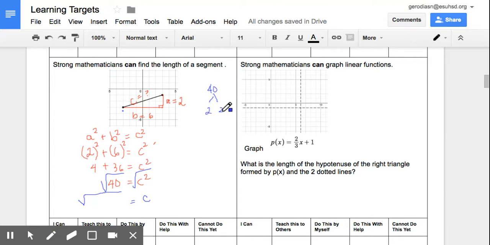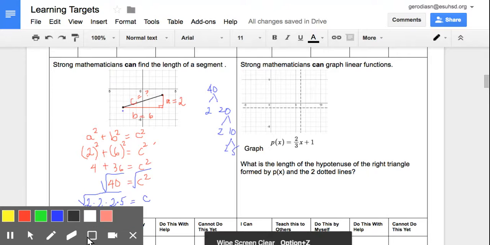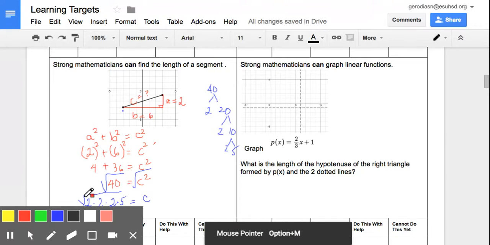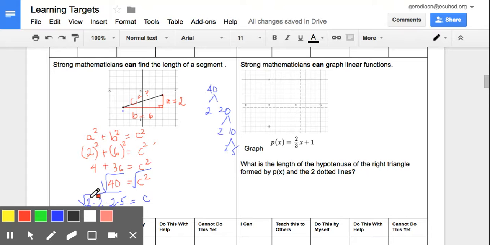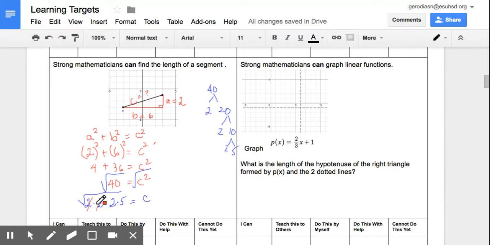40 is 2 times 20, 2 times 10, 2 times 5. So we'll have 2 times 2 times 2 times 5. So we put here 2 times 2 times 2 times 5. And then we know that for square roots, if we find 2 identical factors, like 2 times 2, so 2 times 2 is a perfect square. We know that that's going to be a perfect square, so the square root of 4 is 2.